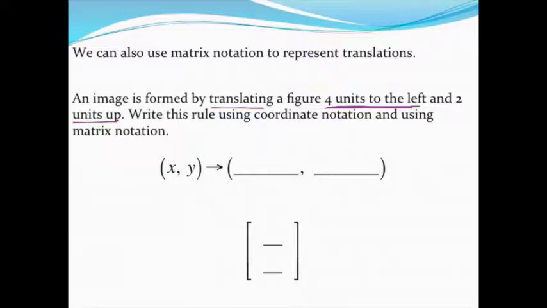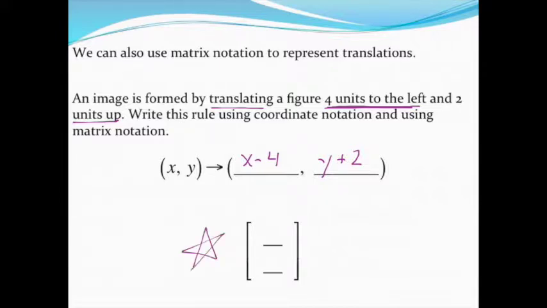Next up, we also described this mathematically. 4 units left means 4 units backwards, if we think of it. So we talked about expressing that as x minus 4. 2 units up, meaning we're adding 2 to the y value, so y plus 2. So that's all, again, old stuff we've talked about in previous videos.